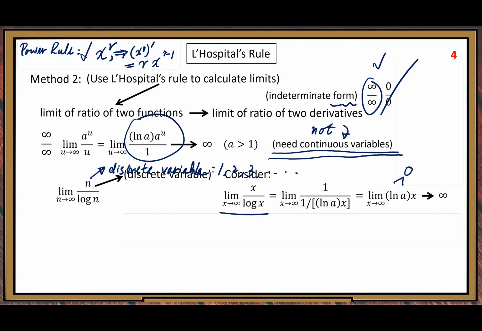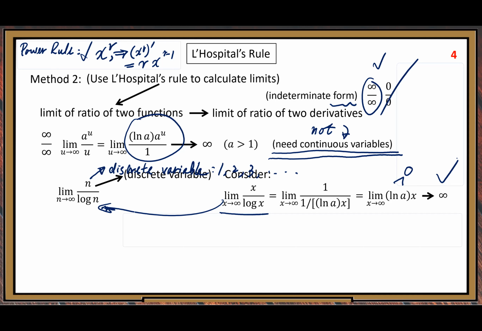So we find this limit goes to infinity. After that, we need to get back to the original limit, right? Because our goal is this limit. We need to do some interpretation to get back to the original limit. So from this limit, can we make our conclusion on the original limit?